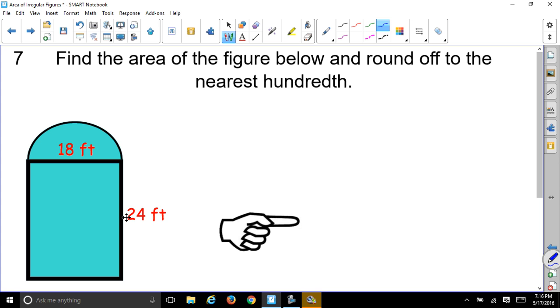So we need to find the area of the rectangle. Once we find its area, we need to find the area of a circle, but cut it in half, because that'll give you half of the circle, because you only need half, not the full circle. So be careful with that. Nice question.